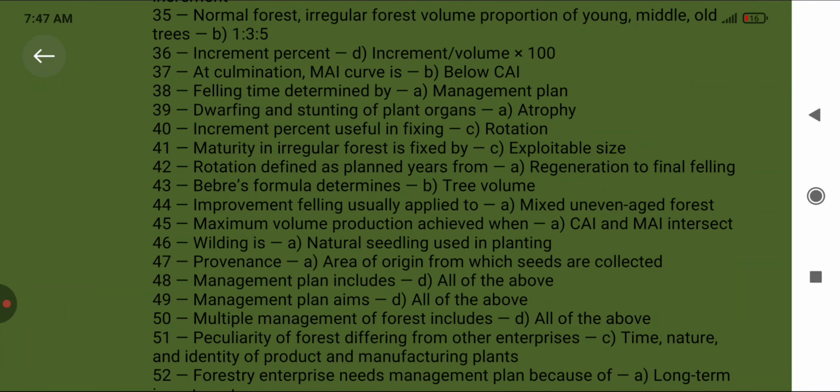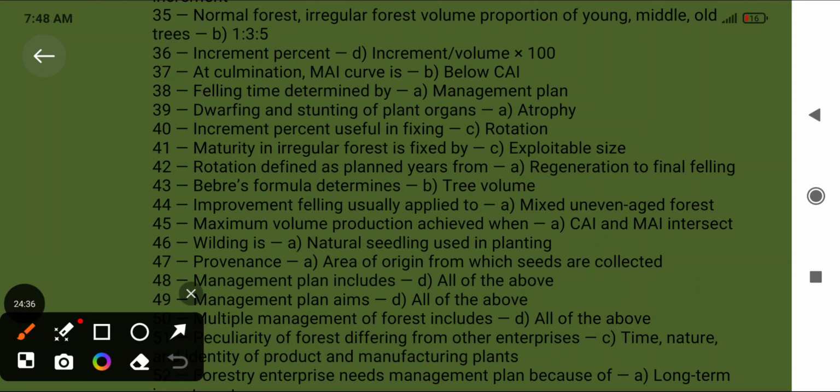And normal forest, irregular forest volume proportion of young, middle, old tree 1:3:5. Increment by volume into 100. And at culmination, MI curve is below CI.